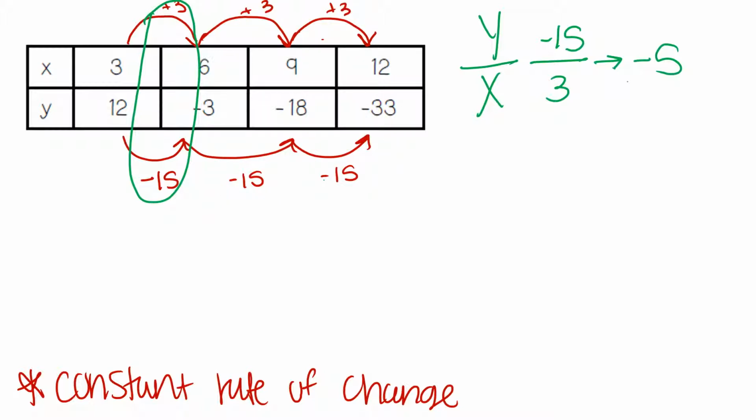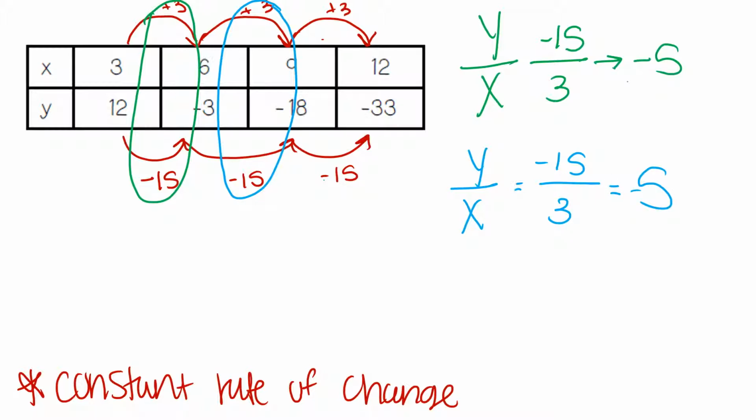We do that for each one. We want to see if it's the same. So for the second one, y over x, the y value on the bottom is a negative 15. The x value on top is a positive 3. Negative 15 divided by 3 is negative 5. And we do it with the last one as well, just to make sure that it is all the same.